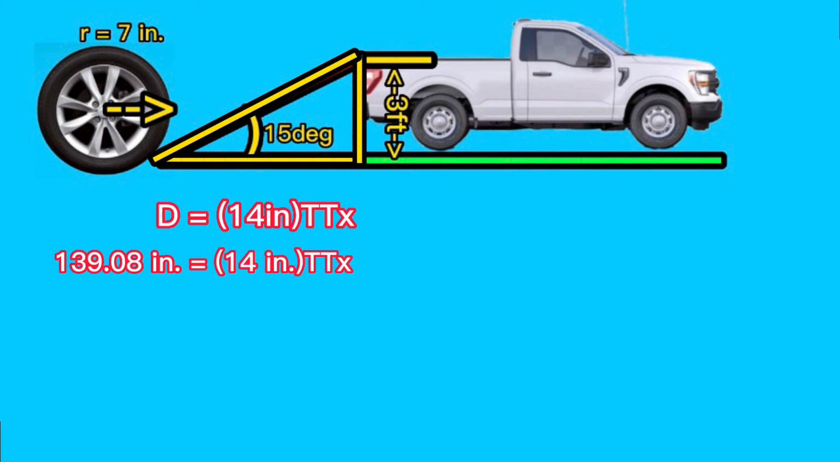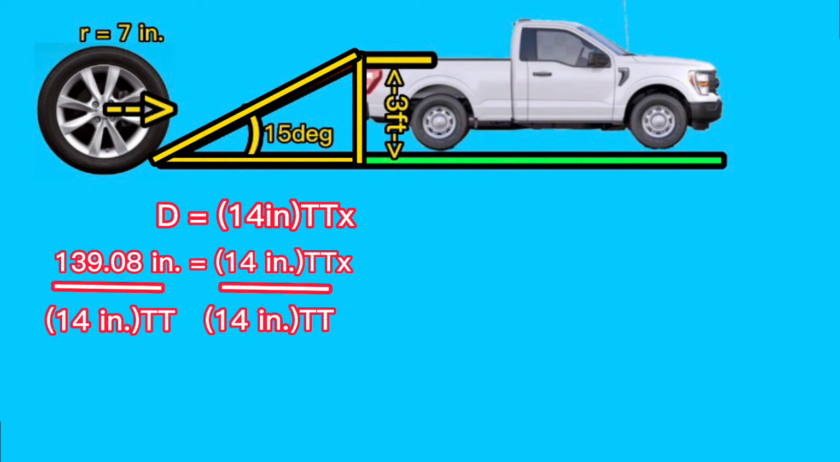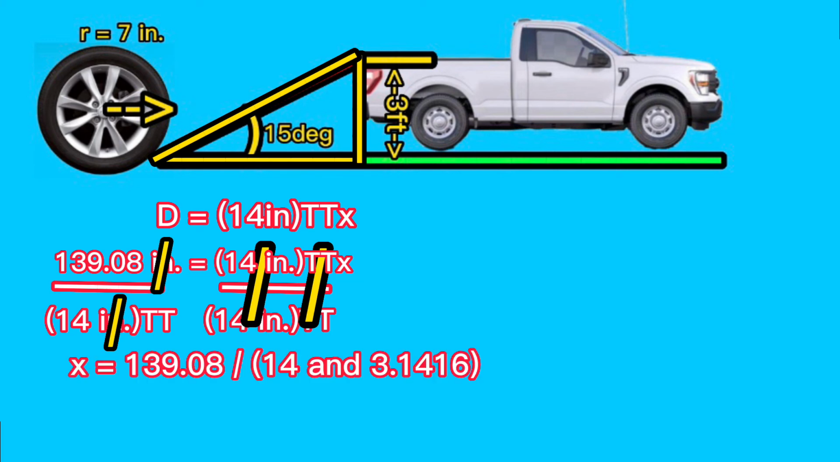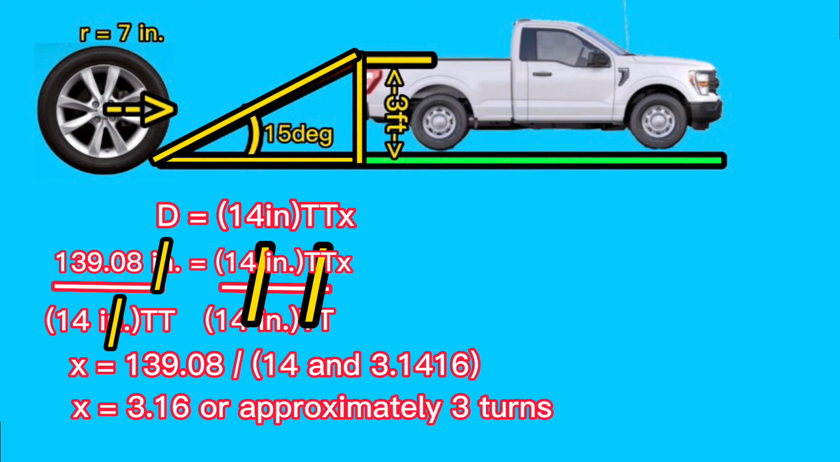139.08 inches equals 14 inches multiplied by pi multiplied by number of turns x. Divide both sides by 14 inches and pi. Cancel the unit of measurement, inches. X equals 139.08 divided by the product of 14 and 3.1416, which is the equivalent value of pi. X equals 3.16, or approximately 3 turns.